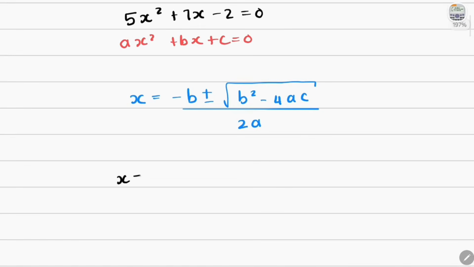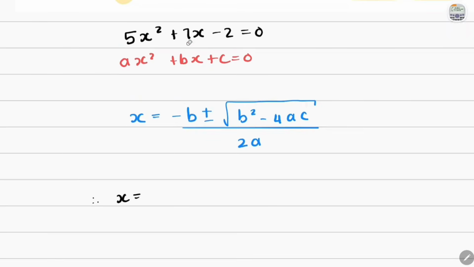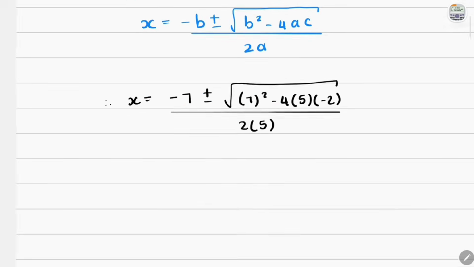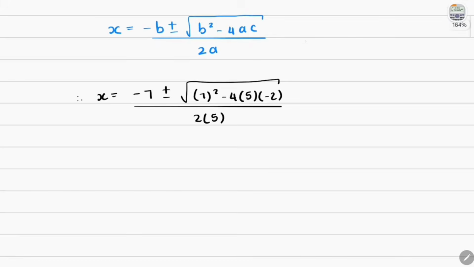So we can go ahead and get the quadratic formula to solve for x, and we can substitute. So x is equal to, we can see that b is 7, so this is negative, and we have 7 plus minus the square root of 7 all squared minus 4 times a, which is 5, and c, which is negative 2, all over 2a. So that is 2 times 5. Okay, and let's go ahead and get our answers.